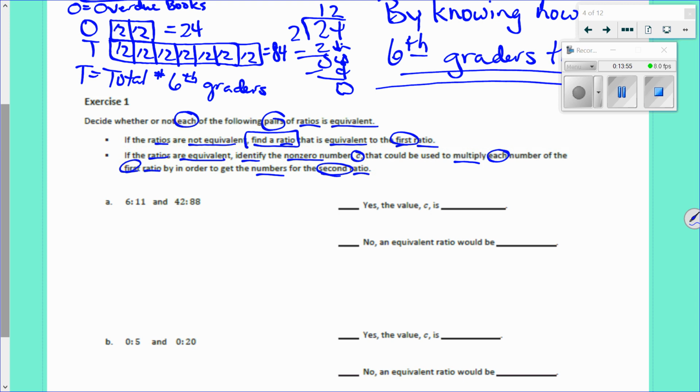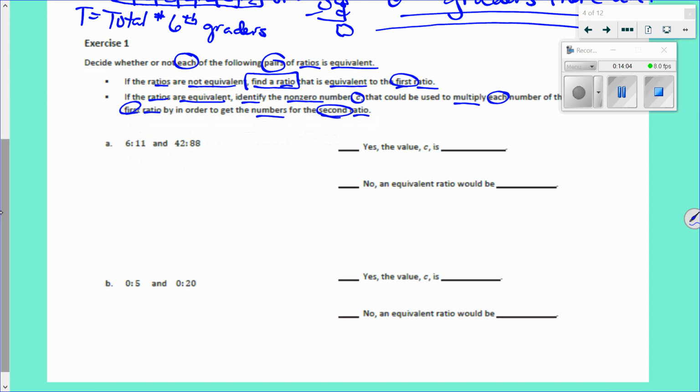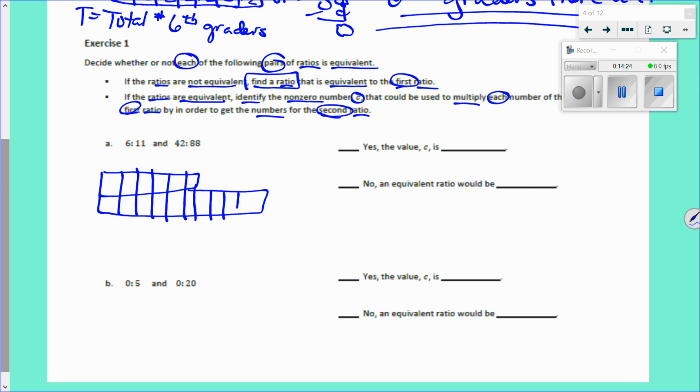All it's saying is compare these two ratios. Find the ratio constant. Once you've got the ratio constant, tell me, are they actually equivalent or not? In other words, do I use the same ratio constant for both numbers? So we'll start with 6 to 11. My top number of boxes is, for my tape diagram, 6. My bottom line of boxes gets 11. Okay? 1, 2, 3, 4, 5, 6, 7, 8, 9, 10, 11. We don't have to label this because all we're doing is comparing these two numbers.